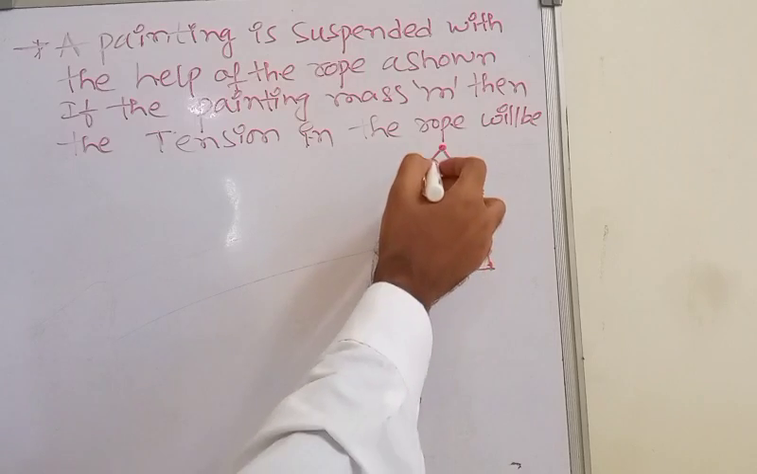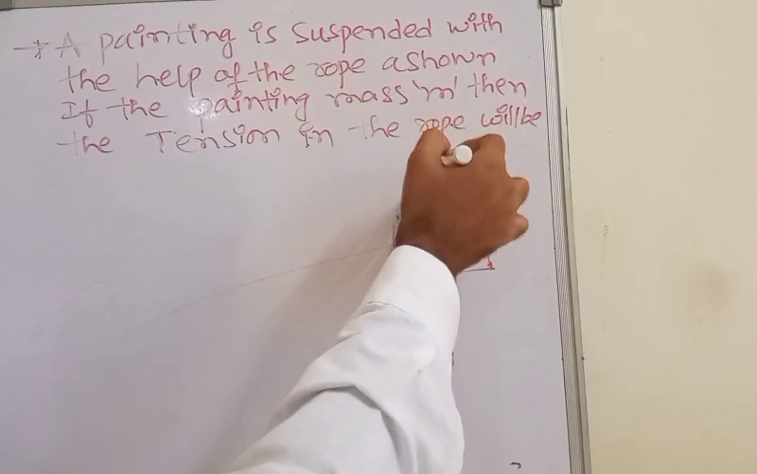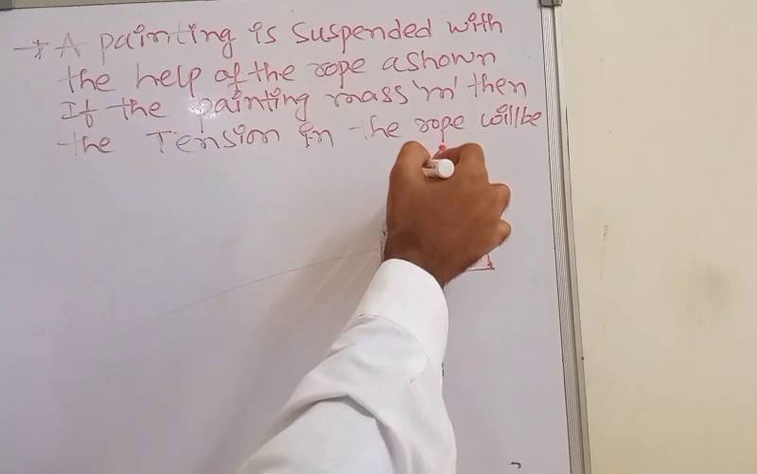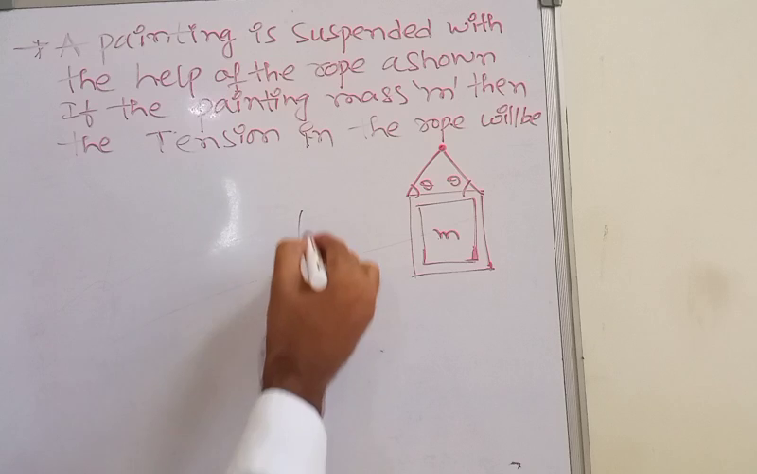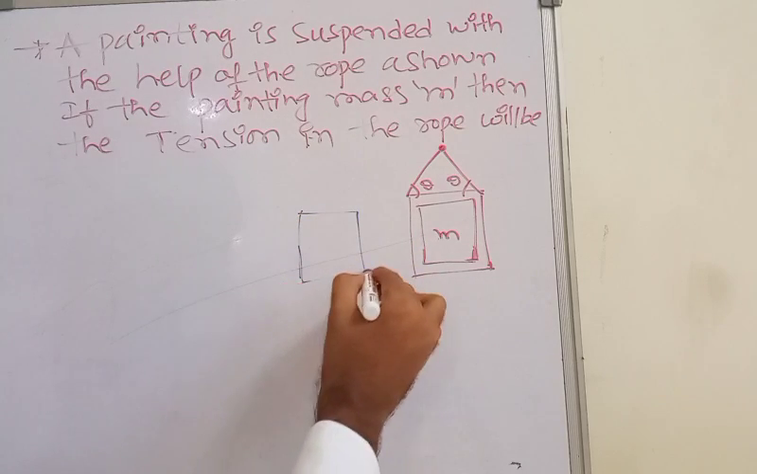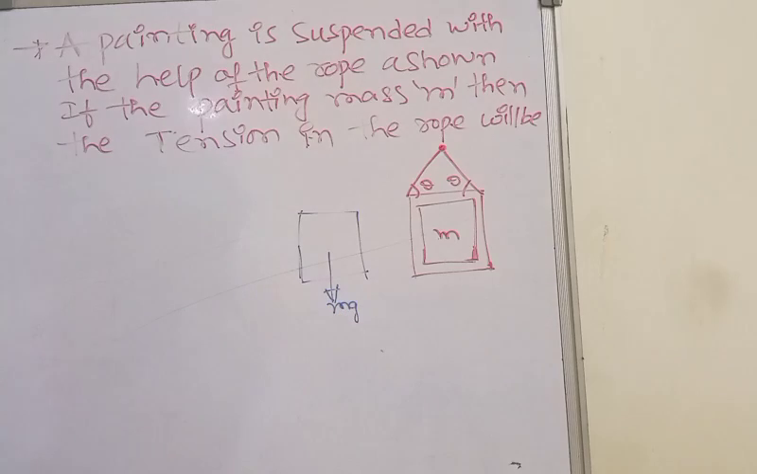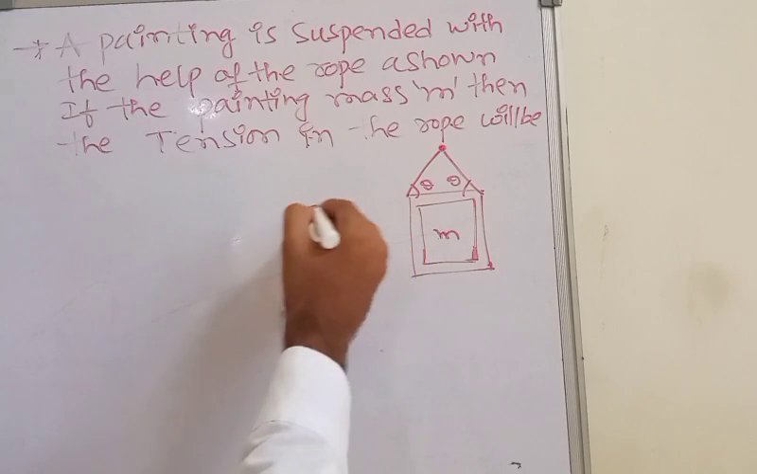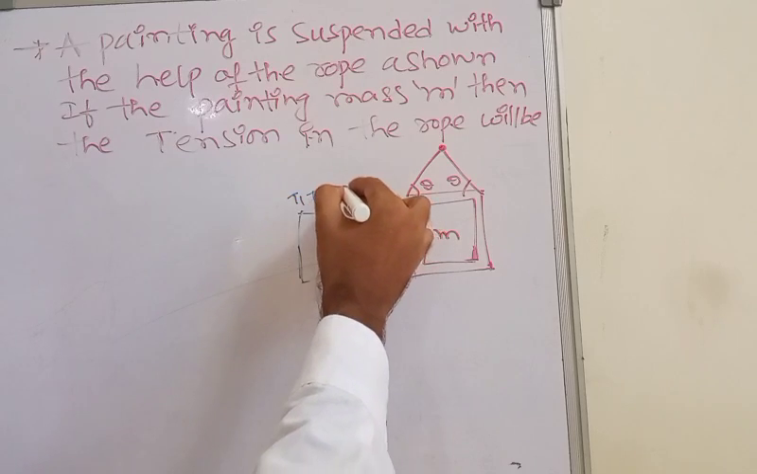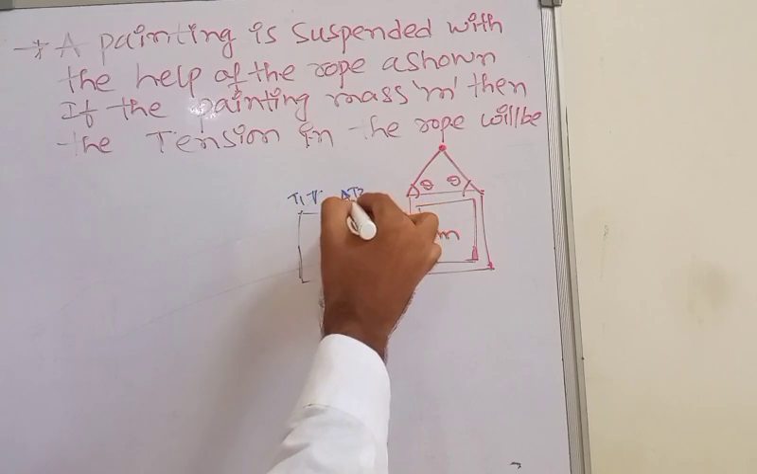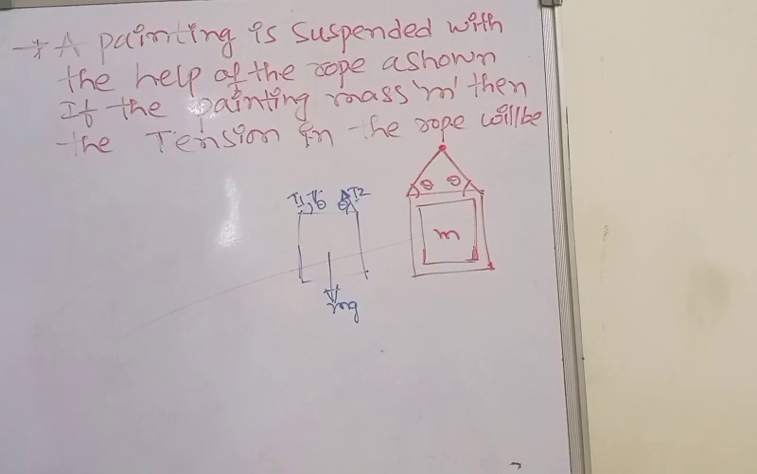So here two different tensions are acting. Here it is divided into two sides of tension. So the tension in the string is T1 and T2. This is the downward direction, gravitational side, so mg is acting, and next towards the rope, T1 and this is T2, tension in the rope. So here we need to find T1 and T2.